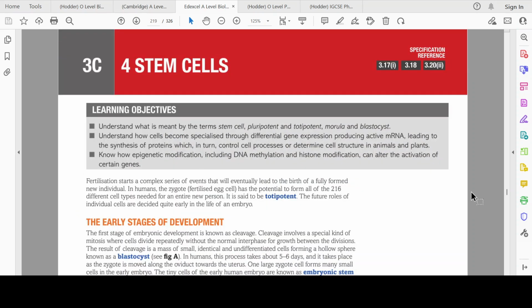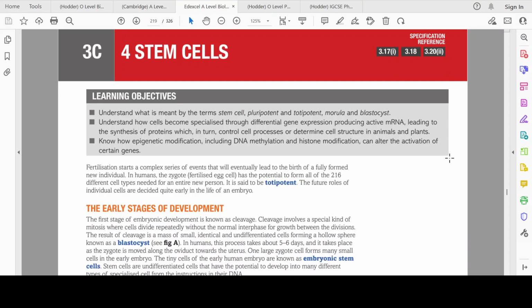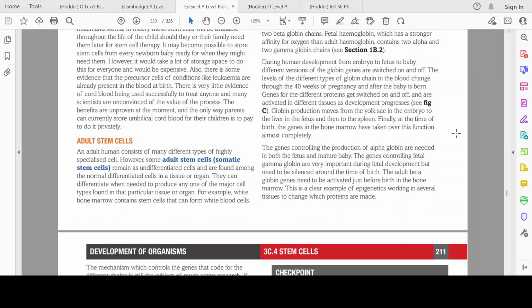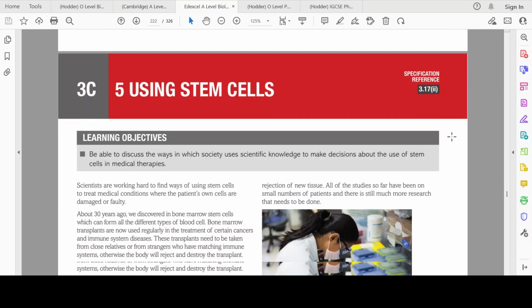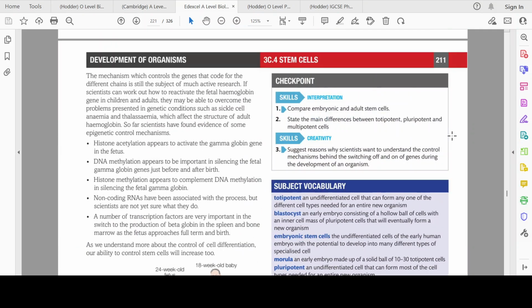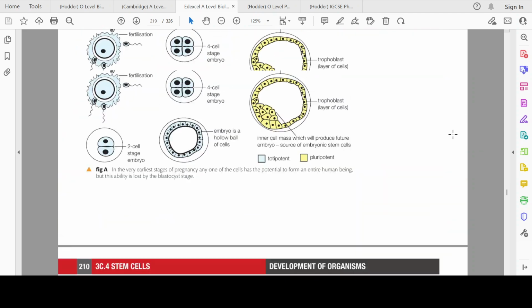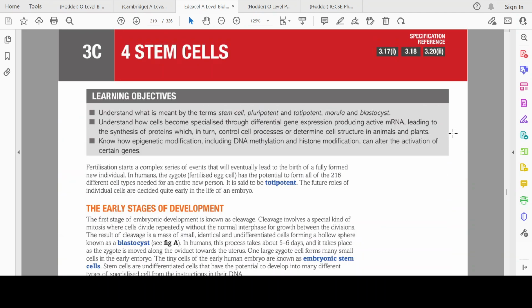Okay, sir. We're going to move on to 3C4, which is stem cells, and 3C5, which is the use of stem cells. So how about we leave that for next time? Would that work? Yes, sir. No problem. Okay.